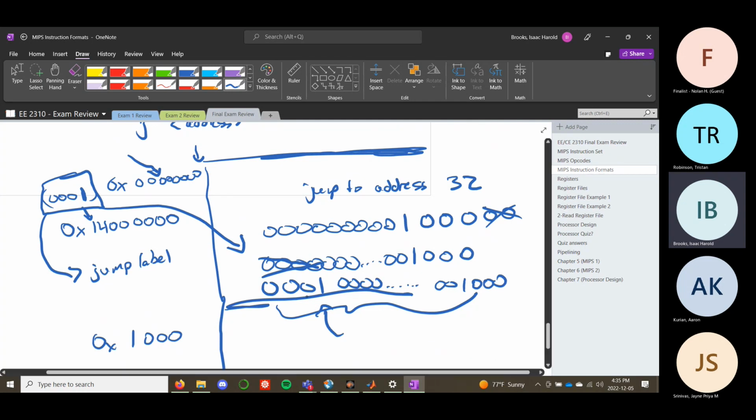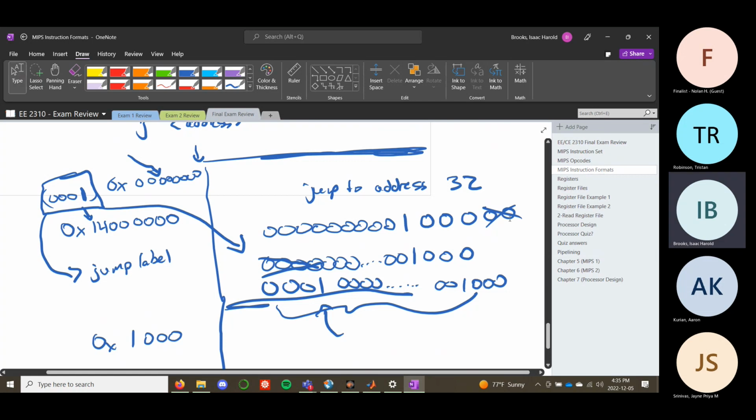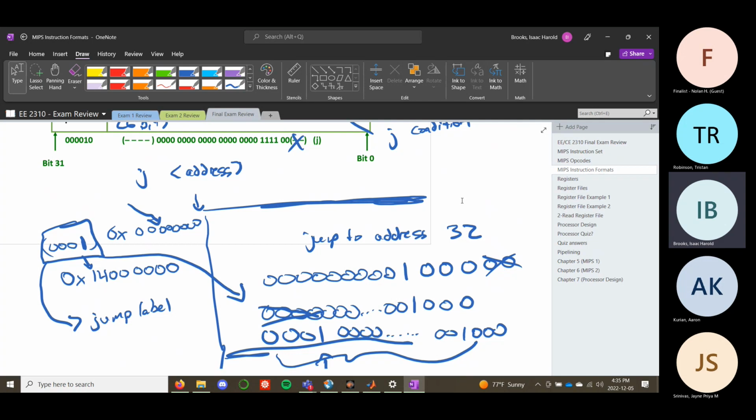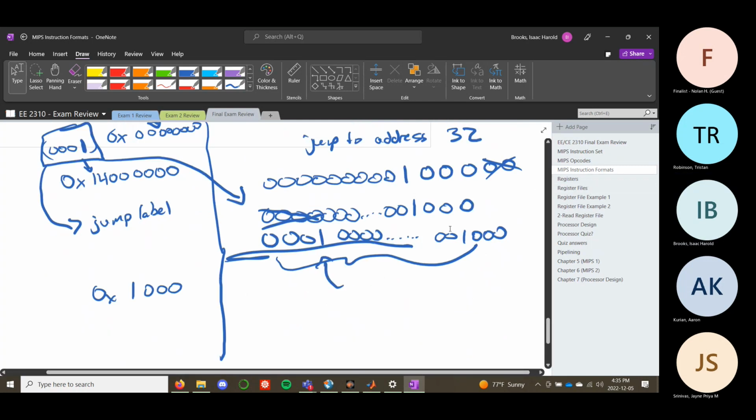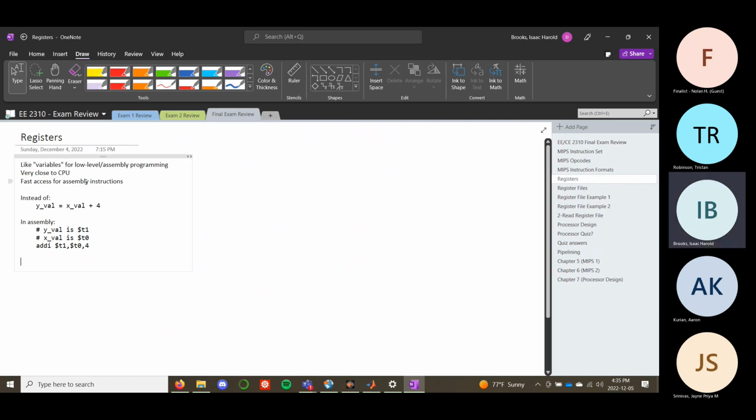That's kind of all over the place, but maybe it'll make more sense once we dig into the diagram. So these are the three formats of instructions. Any questions on these? Or do you want to go back and do another example? Okay, let's move on. We can always come back. So registers and register files, that's what we're up to next.